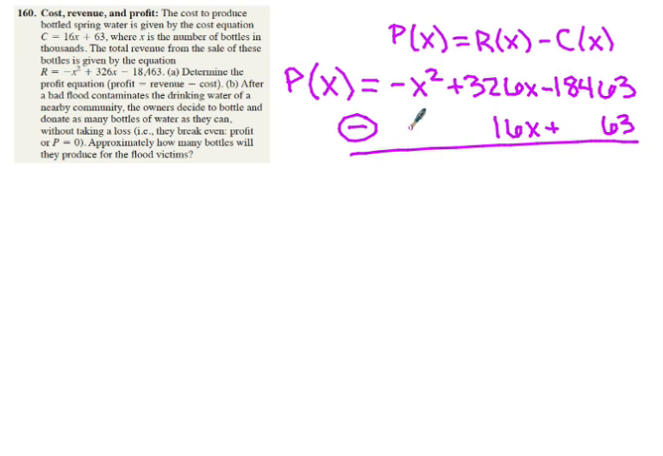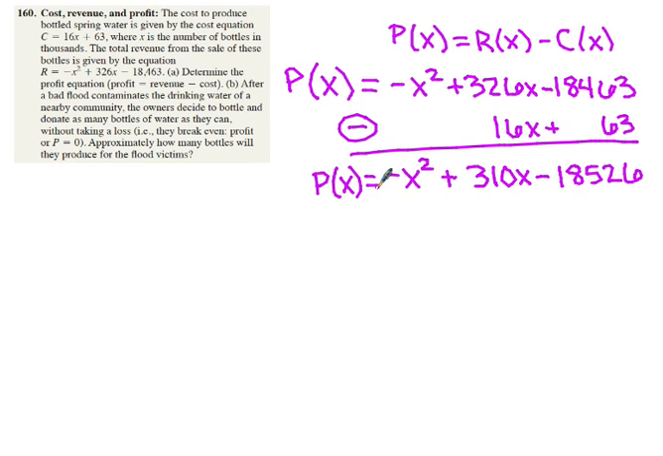So negative x squared minus 0, that's going to be minus x squared. We have 326x minus 16 of them, so we'll end up at 310x. And then we'll have negative 18,463 minus 63 more, so we'll be at negative 18,526, I believe. Okay, and then that becomes our new profit equation.